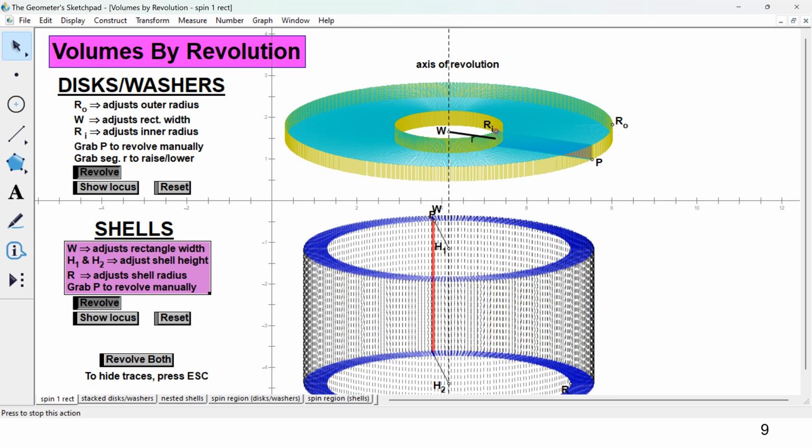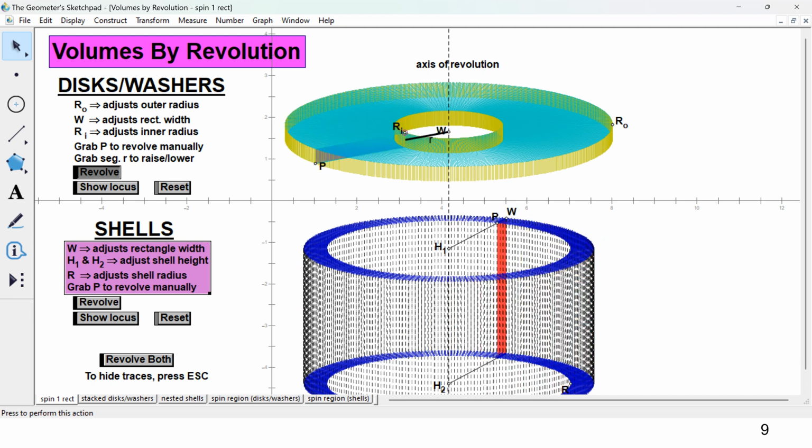It is actually. Okay, so let's stop these. Stop here, stop here. The reason this is worse is because notice the rectangle is parallel to the axis of revolution. This rectangle is perpendicular. It's a lot easier when it's perpendicular. You'll have to trust me on that one. Okay?